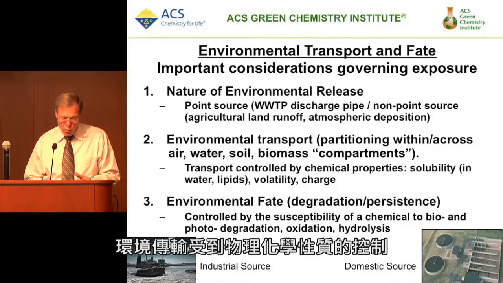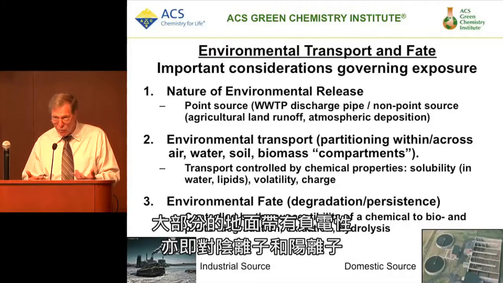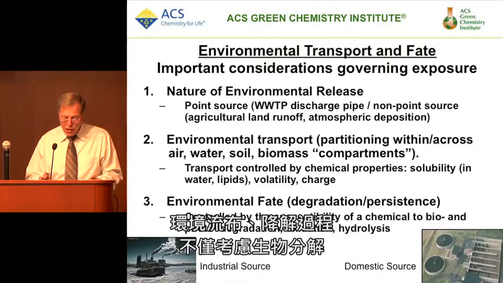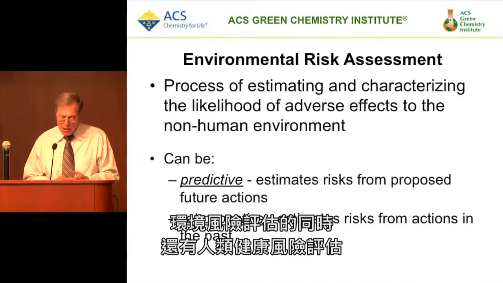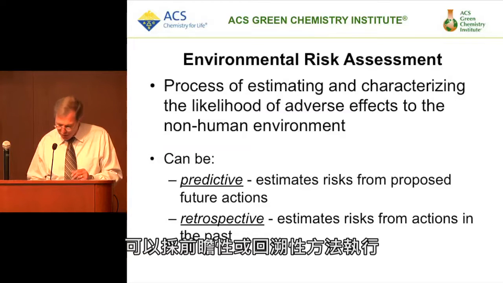Environmental transport is controlled by pChem properties, things like solubility, water, lipids, volatility, charge. Most surfaces in the environment are negatively charged, which does something to control whether you're cation, anion. Environmental fate, degradation processes, not just biodegradation, but chemical and photodegradation as well. So environmental risk assessment, and there's a parallel process for human health risk assessment, is a process for estimating and characterizing the likelihood of adverse effects to the non-human environment. It can be done predictively, retrospectively.